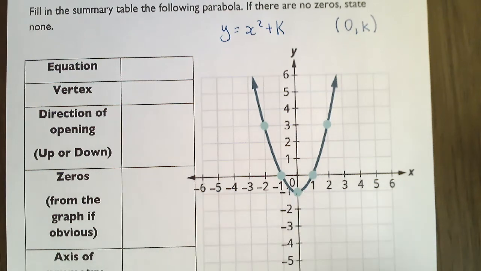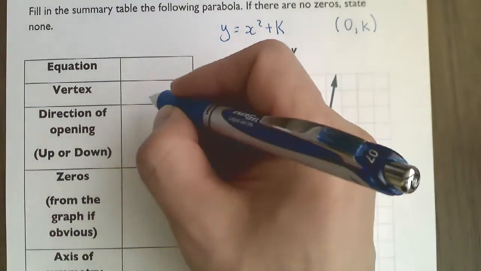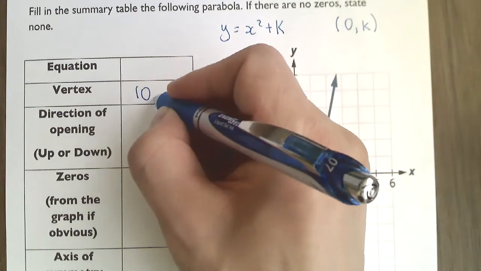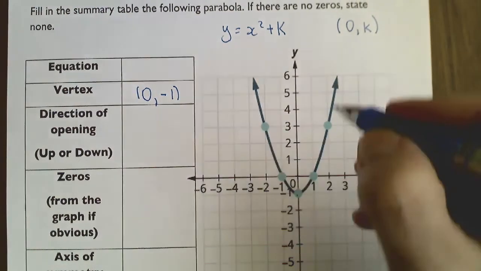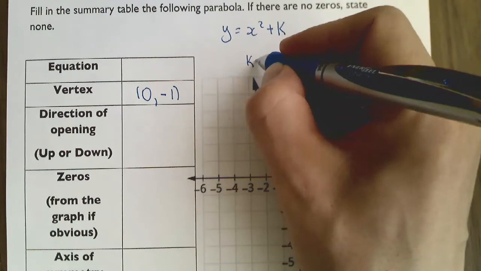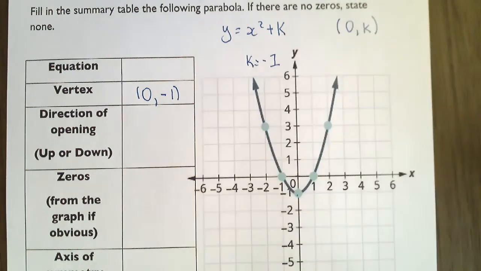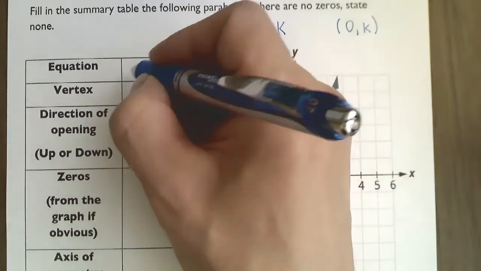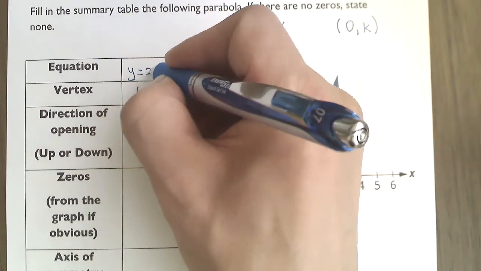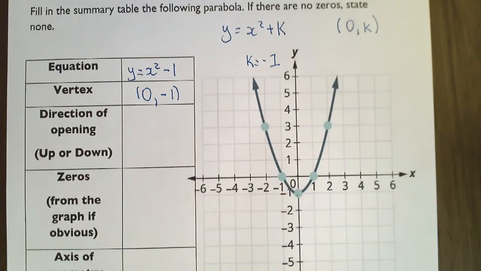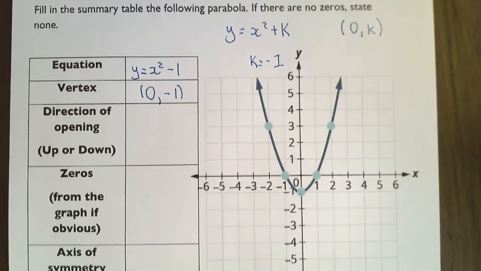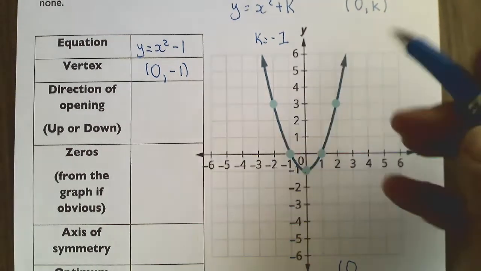According to the graph, the vertex is at (0, -1). Therefore, the k value is -1, and my equation will be y equals x squared minus 1. Okay, let's fill out the rest of those geometric properties for this parabola. The direction of opening, of course, is up.